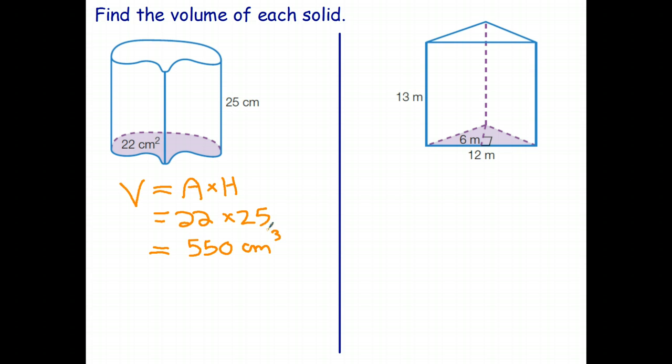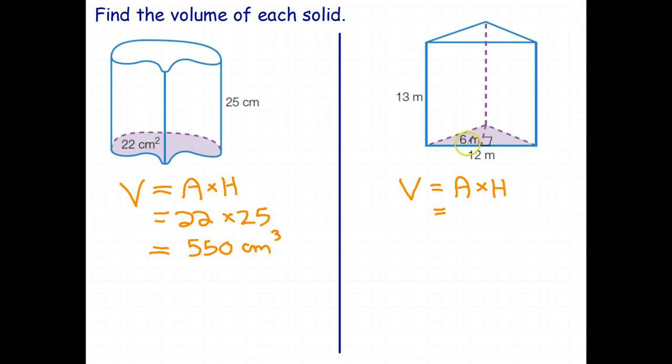Okay, a little bit more challenging. Here we've got a prism. The top and bottom faces are congruent and parallel, so we know it's a prism. And the shape of the base is a triangle. So here's one way to set these questions out, probably the preferred way, in my opinion. First, I write the formula for the area of any prism, area of the base times the height.